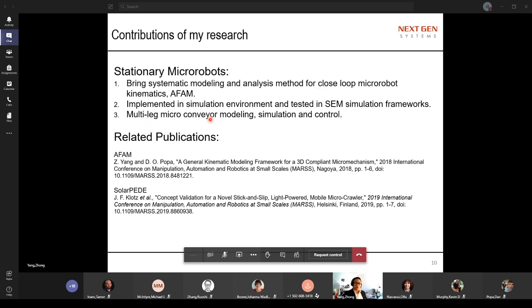It's also worth mentioning that we have a micro conveyor called the Solar Pit, but it's not covered here. I also modeled it, and later I will develop the control method for it.